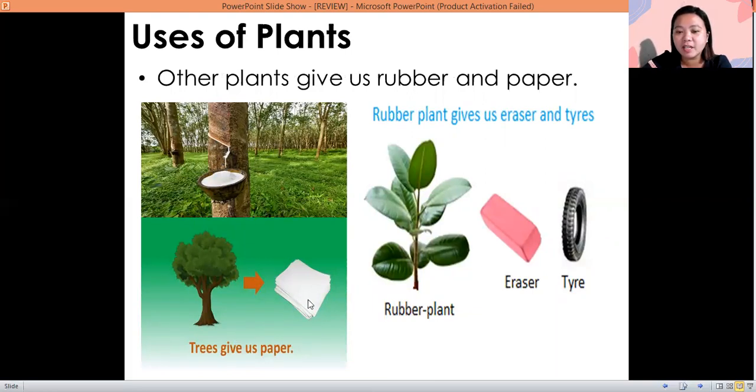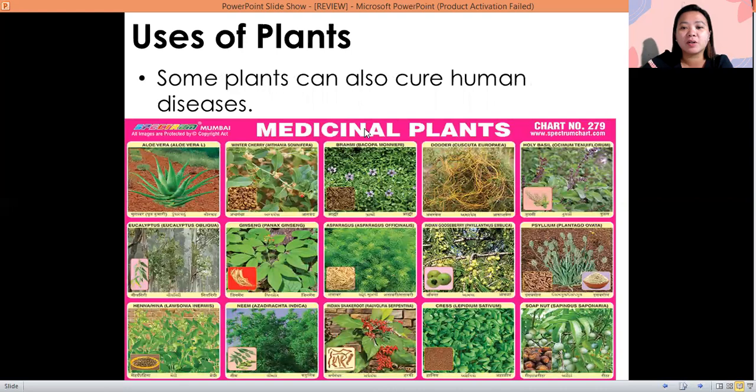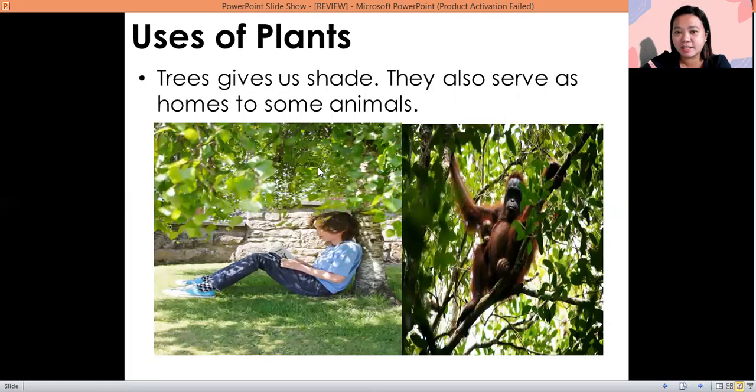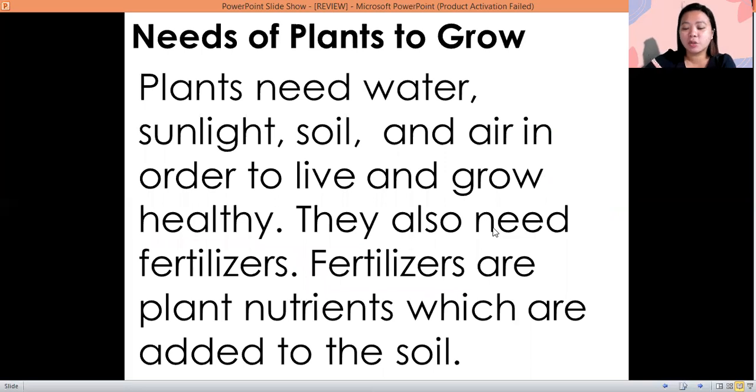From the rubber tree, they give us paper, an eraser, and a tire. Some plants are also medicinal. They can also cure human diseases, and especially the trees give shade to animals and to people. They also give homes to other animals. So what are the needs of the plants to grow? Of course, they need water, sunlight, air, and soil in order to grow.